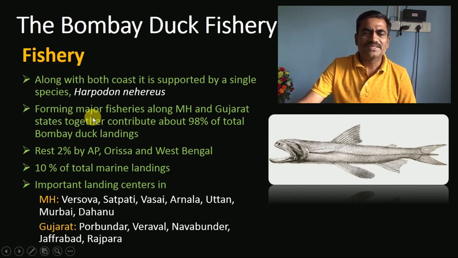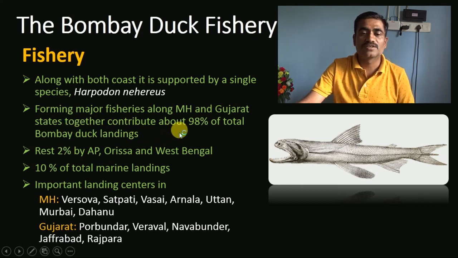Bombay duck fishery forms a major fishery along the Maharashtra and Gujarat coast. These two states together contribute about 98% of the total Bombay duck fishery, that is, 98% of the catches come from Gujarat and Maharashtra on the west coast. The remaining 2% are reported from Andhra Pradesh, Orissa and West Bengal.